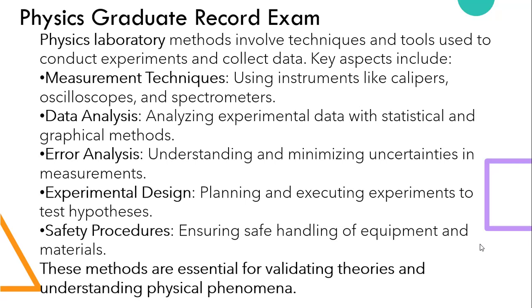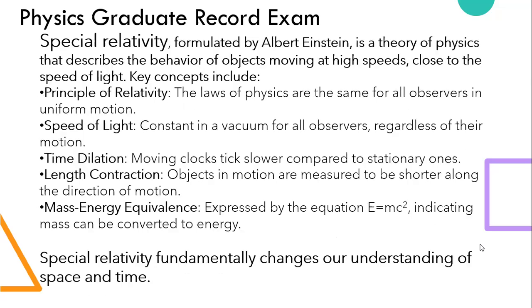So once again, we have three types of physicists. We have experimentalists that do experiments, theorists that come up with theories, and computational people that work with computers and computer models.